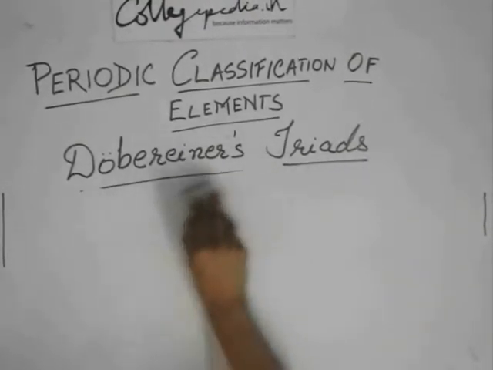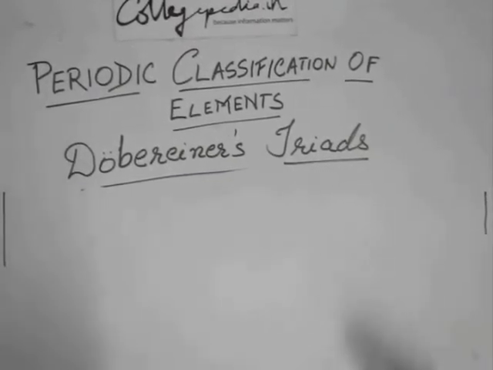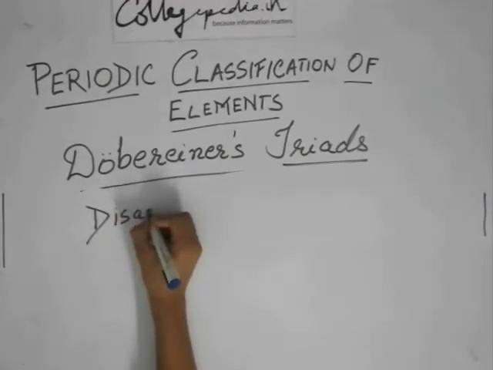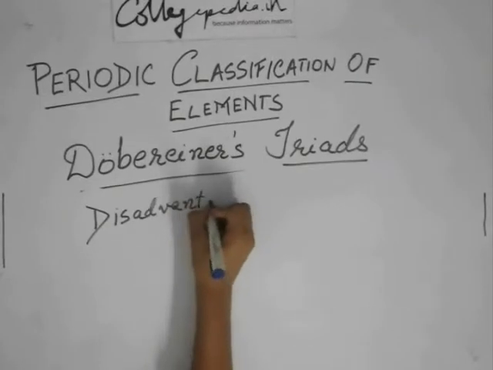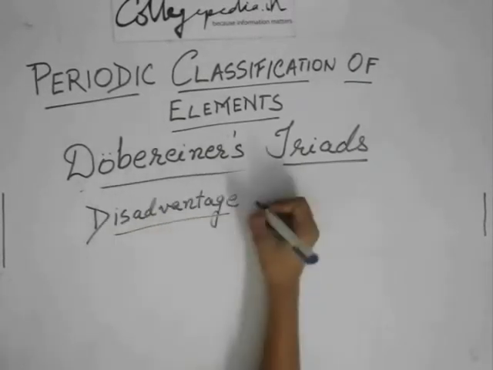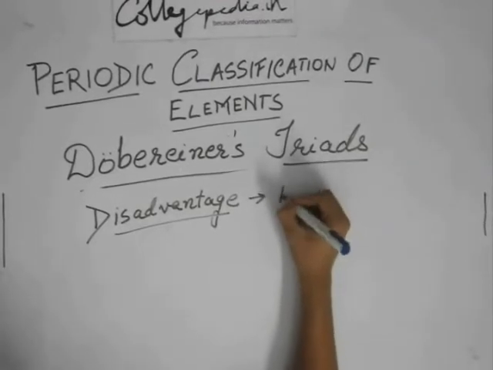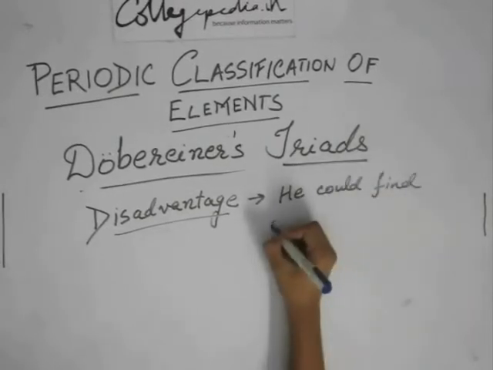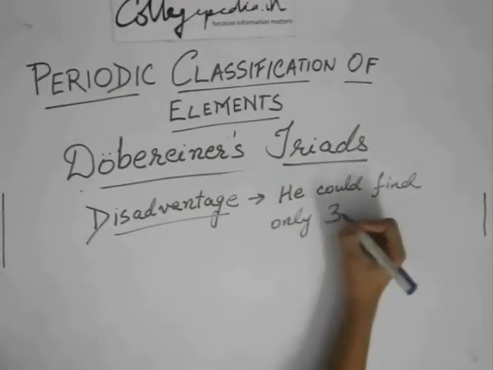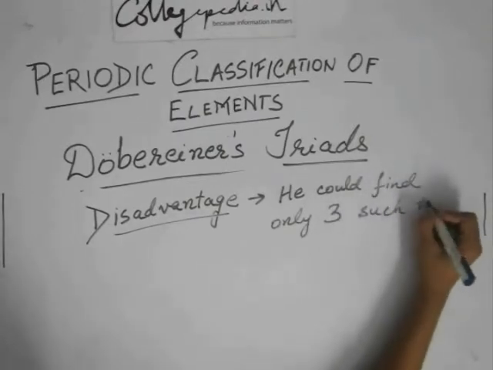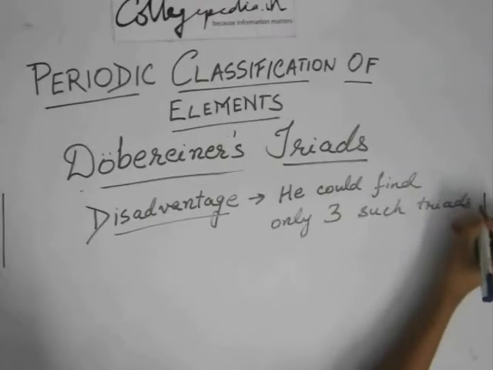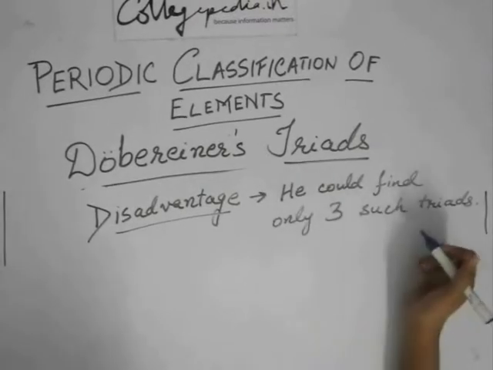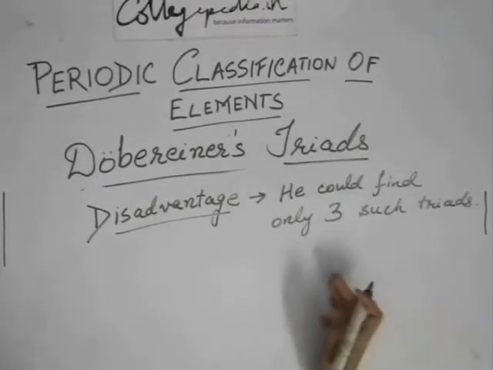Or you can get theoretical questions like, what was the main disadvantage of Dobereiner's triad? So the main disadvantage, and there was only one disadvantage, of course, was that he could find only 3 such triads. Frequently asked question, what is the disadvantage? So the answer is he could find only 3 such triads, although more elements were known at that time.